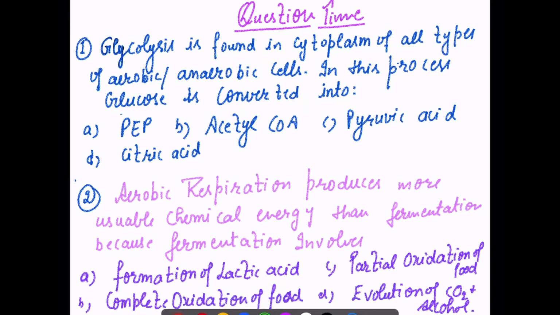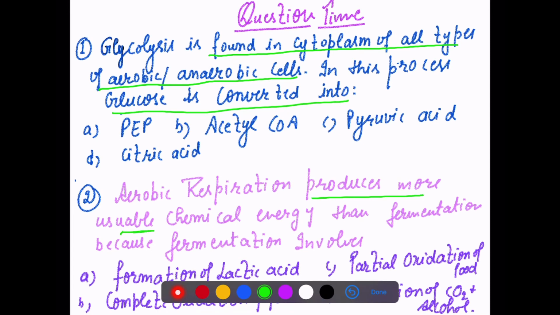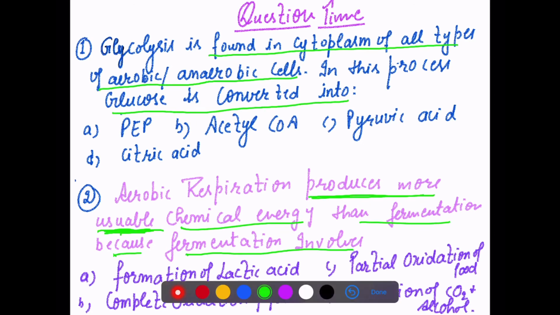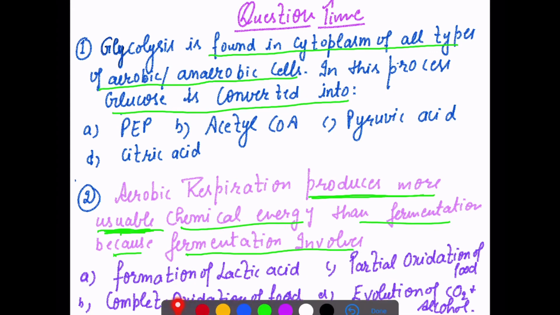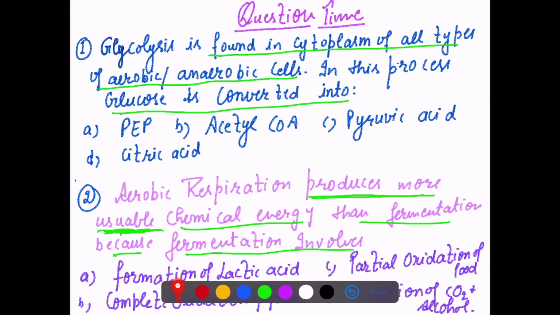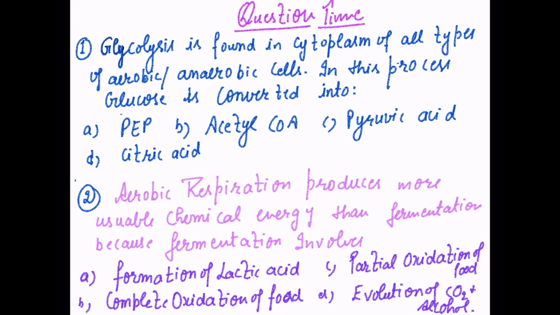Now, aerobic respiration produces more usable chemical energy than fermentation, because fermentation involves: formation of lactic acid, complete oxidation of food, or partial oxidation of food, or release of CO2 and alcohol. Again, I'm repeating this question. Aerobic respiration produces more chemical energy than fermentation, because fermentation involves formation of lactic acid, complete oxidation of food, partial oxidation, or release of CO2 and alcohol.